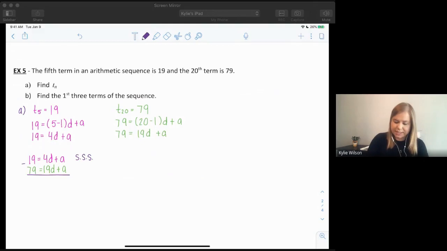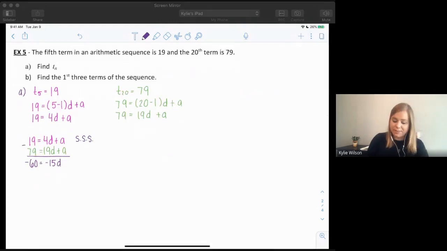And so I'll have 19 minus 79 is negative 60. 4 minus 19 is negative 15d. And a minus a is 0. If one of your variables canceled out and went away, that means you've done the elimination correctly. So now let's solve for d. To isolate d, it's currently being multiplied by negative 15, so I need to divide out that negative 15. We'll divide both sides by negative 15, and we'll get that 4 equals d.